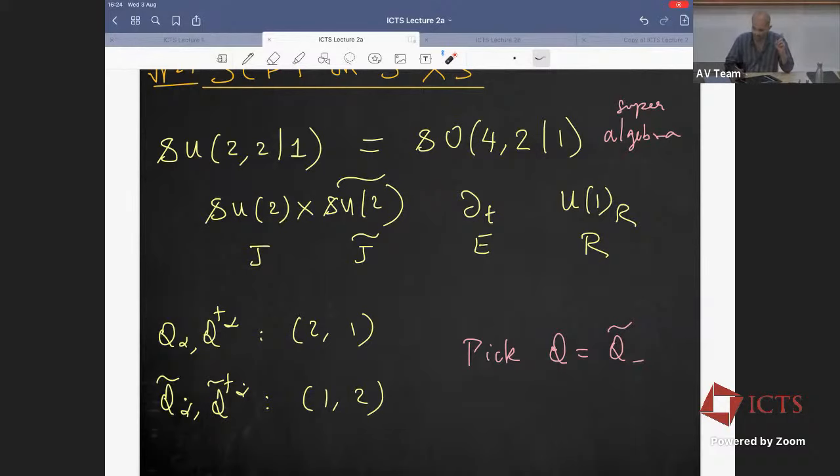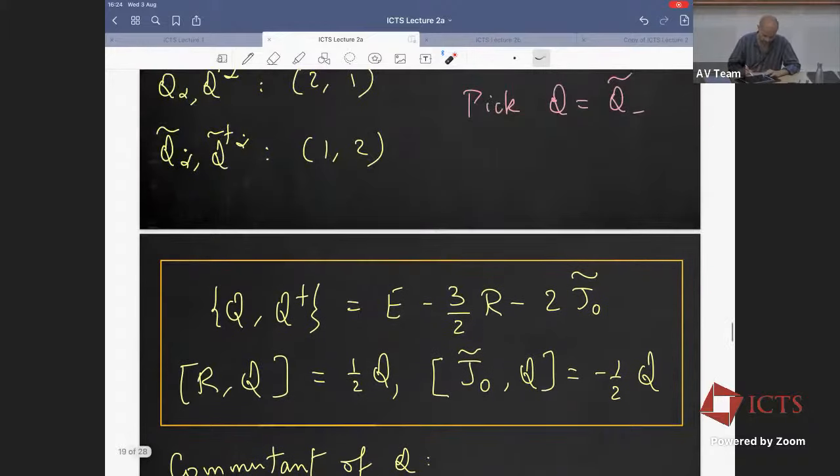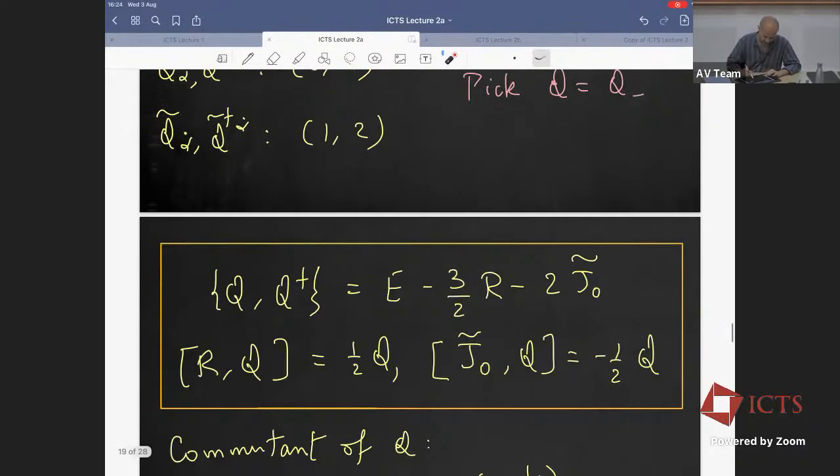We just want one complex supercharge. We'll pick one of them, Q tilde minus, which has the following anticommutator. So I'll call that Q. Q Q dagger is a combination of these bosonic charges, E, R, and J tilde.